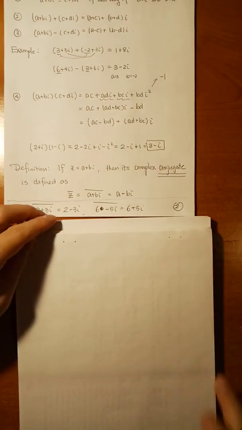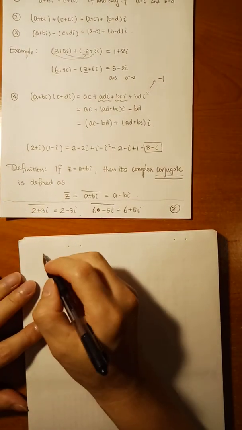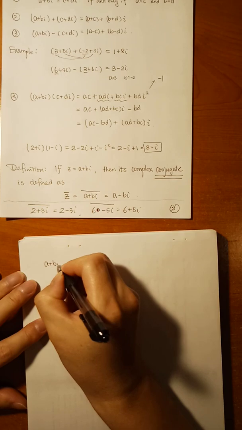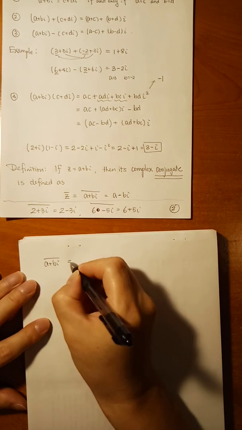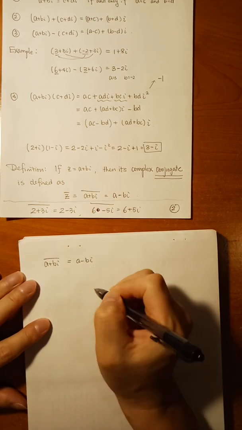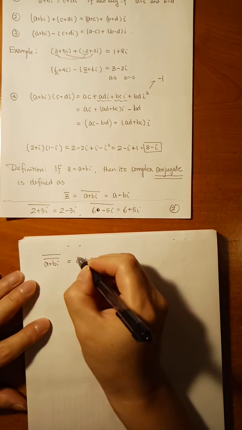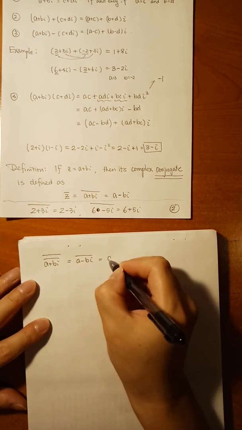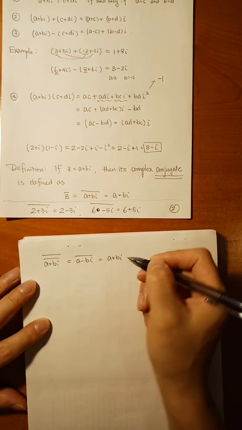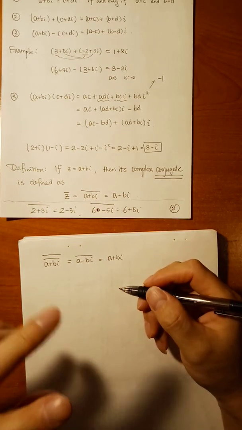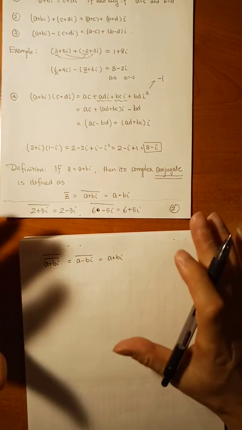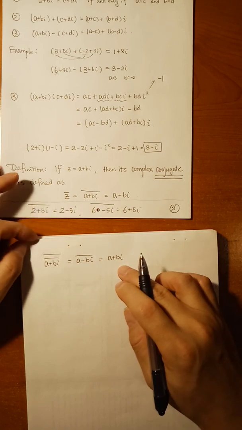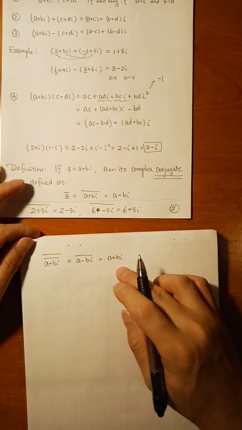And surely we know that a plus bi, if you change it, you get a minus bi. If you change it twice, it's a plus bi. Minus minus again becomes plus. So if you apply the conjugate operation twice, you go back to the original complex number. Okay?